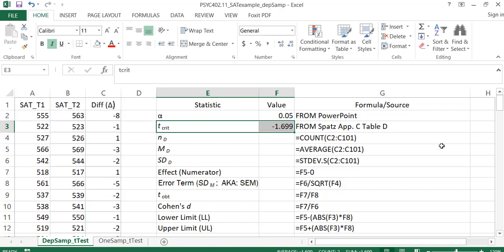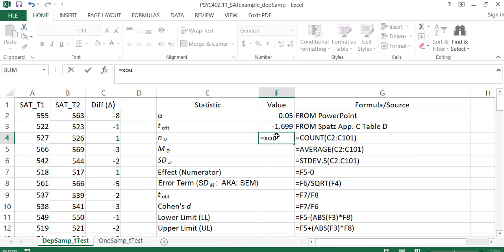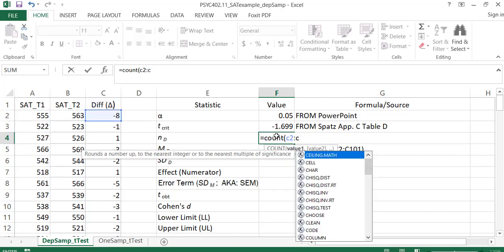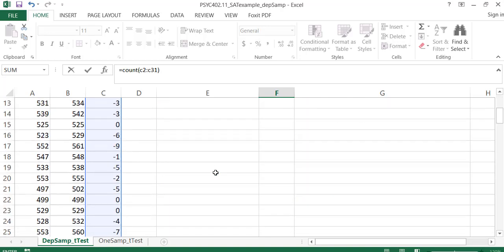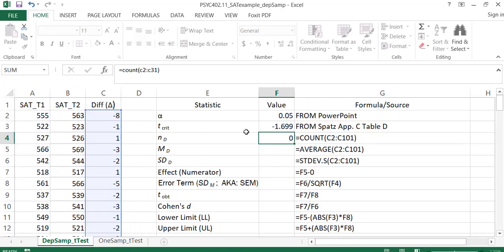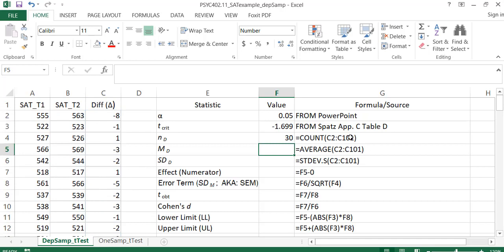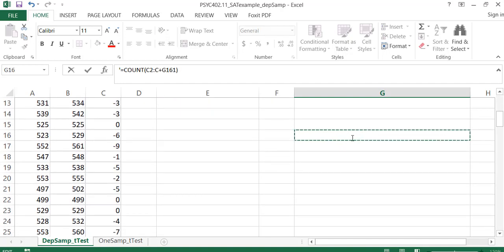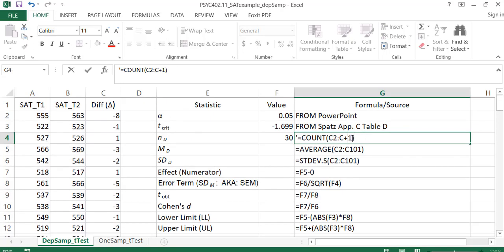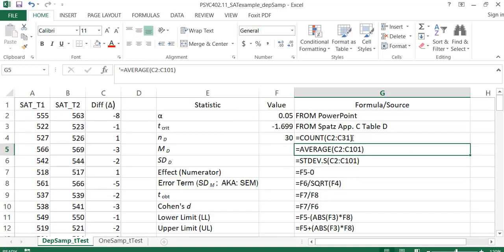Where are those degrees of freedom coming from? Again, it's based on the number of difference scores. So if I count from C2 to C31, then I can see how many difference scores there are. Is anybody missing? We have those difference scores. You can see over here that I have more included, and so you could adjust that to 31 now that you know where that's ending. And we could adjust this for each of those.